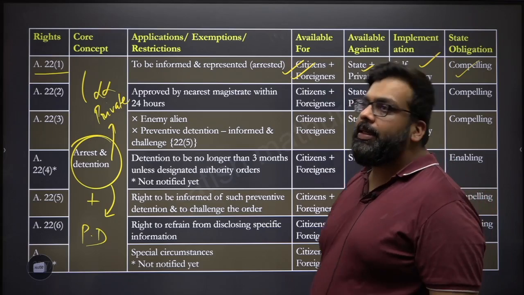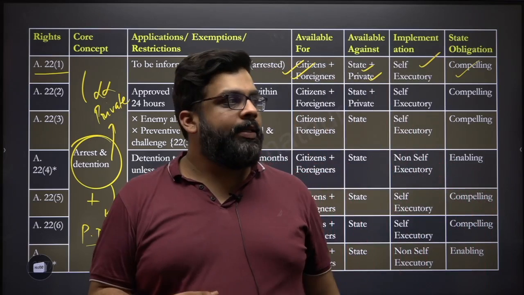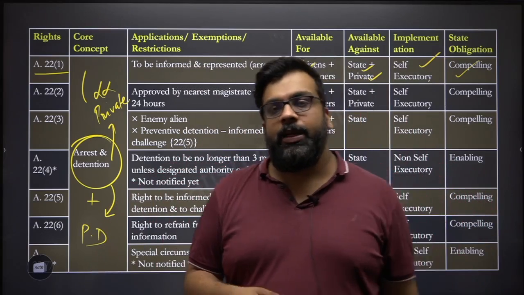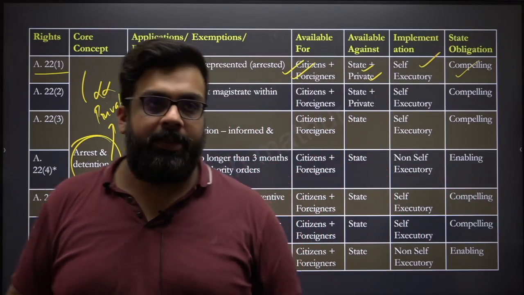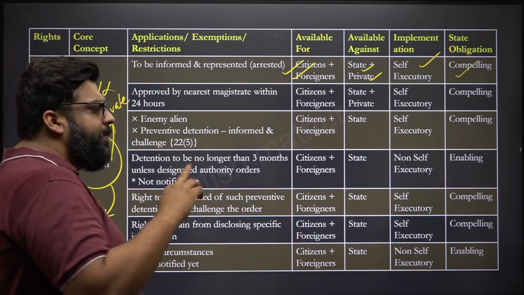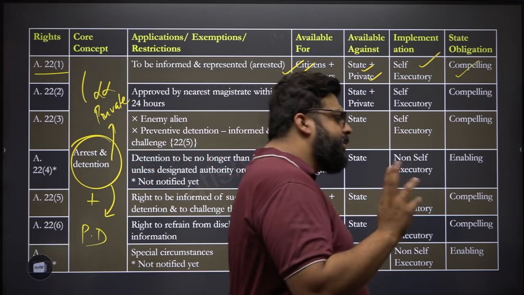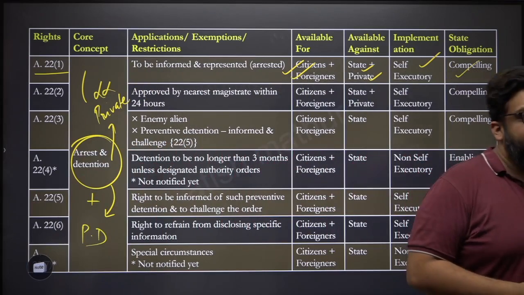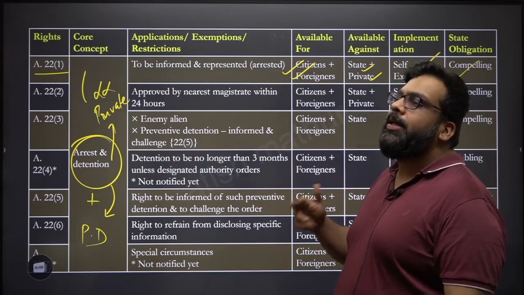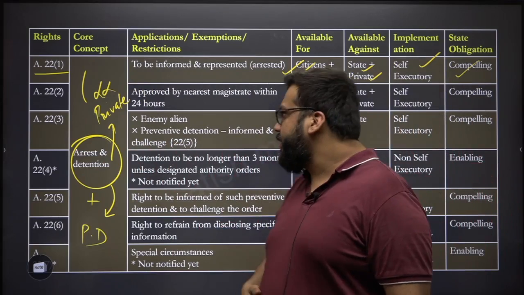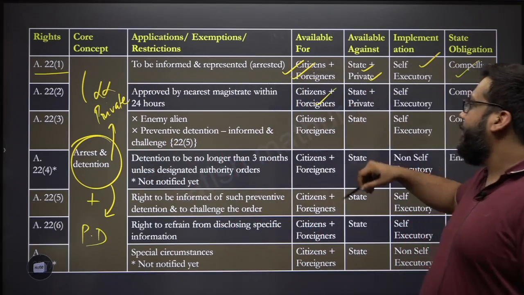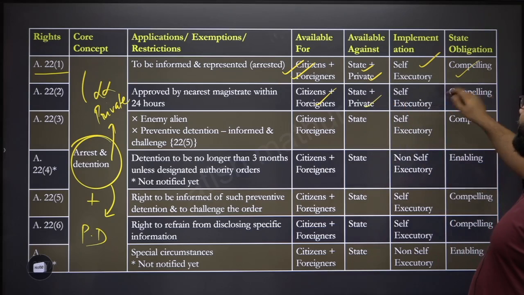22 clause 2 says if the police arrests you, then you have to be taken to a nearby magistrate within 24 hours. The travel time and holidays don't count, which is why you will see most high profile arrests happen on a Friday evening so that the police gets 2 full days to do their business. Again, available against everyone, against the state and private, and of course self-executory and compelling in nature, right?